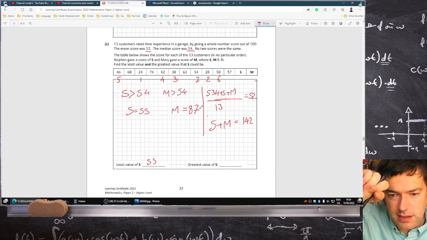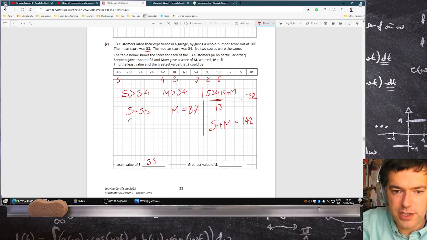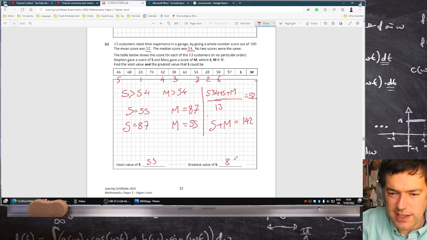And it means the greatest value is the flip situation. When S is 87, M will be 55. So 55 and 87. Now just make sure there are no 87s here already. No. And make sure there's no 55s. No. And both of them are more than 54, so they won't affect the median.